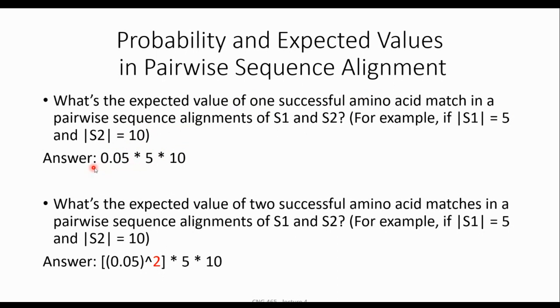Now, if we say 2 successful amino acids, and I showed you before why we power it by 2. So in order to talk about expected value, we are not talking about probability anymore. So the answer is not necessarily less than 1 or more than 0. It could be for sure a positive value, but it's not a probability.